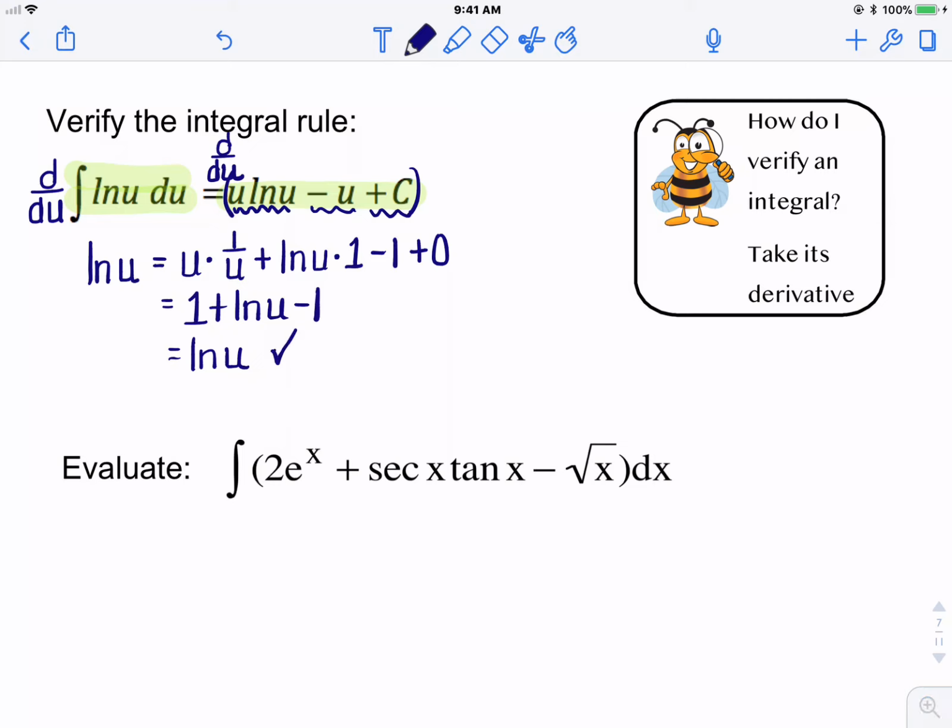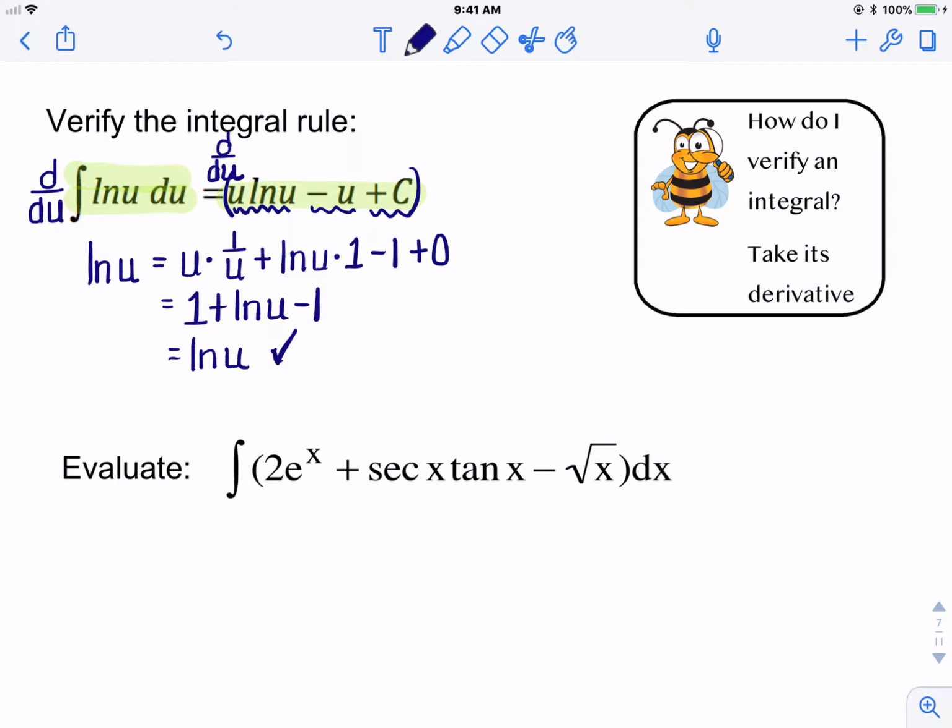So I've verified that if I take the derivative on both sides, I do get a true statement that they're equal on both sides. So if I'm asked to verify, that's how I would do that. If I'm asked to evaluate an indefinite integral, then what I'm really trying to find is that antiderivative.